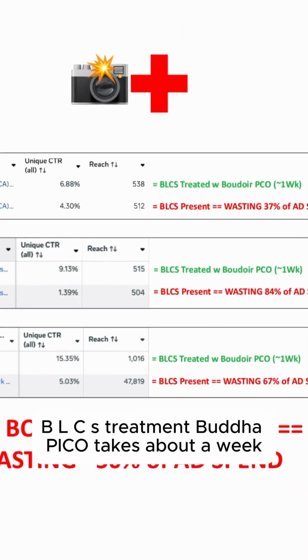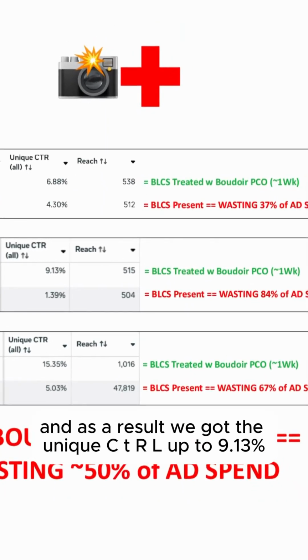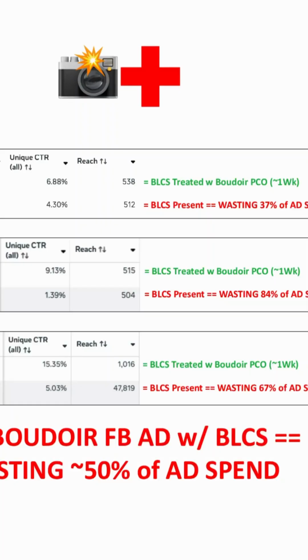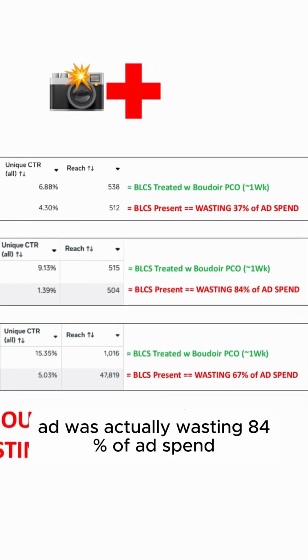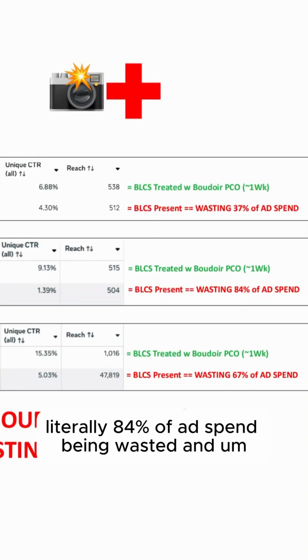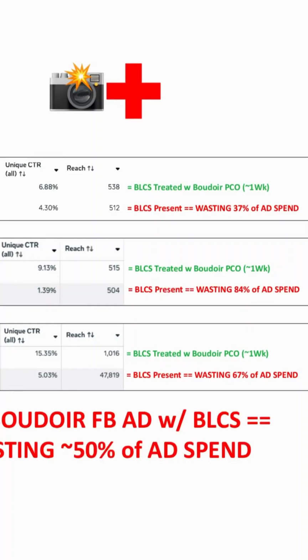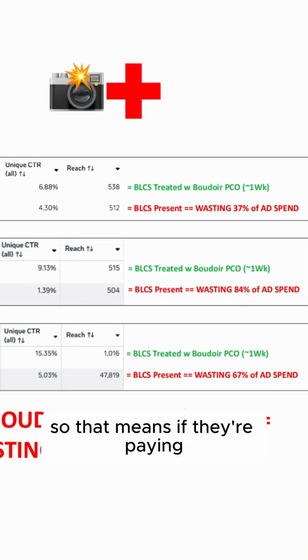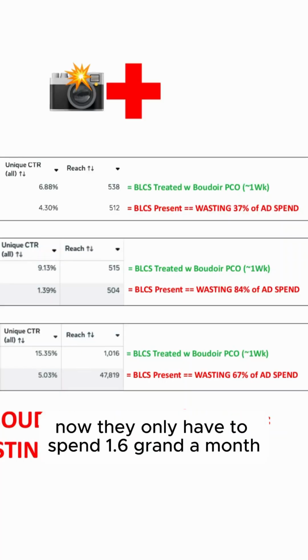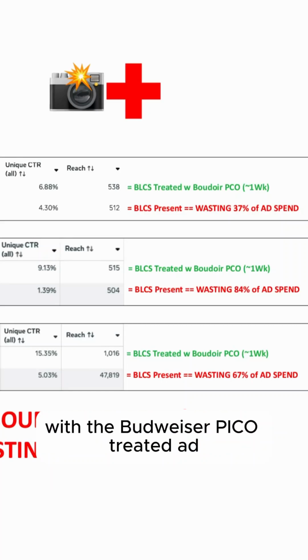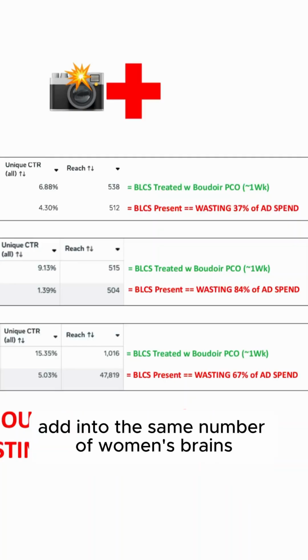BLCS treatment with Boudoir Pico takes about a week. And as a result, we got the unique CTR up to 9.13%. So we found out the original Boudoir Facebook ad was actually wasting 84% of ad spend, literally 84% of ad spend being wasted. So that means if they're paying 10 grand a month on the original Boudoir Facebook ad, now they only have to pay 1.6 grand a month with the Boudoir Pico treated ad to get their ad into the same number of women's brains.